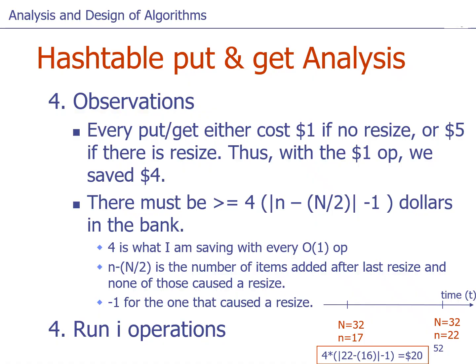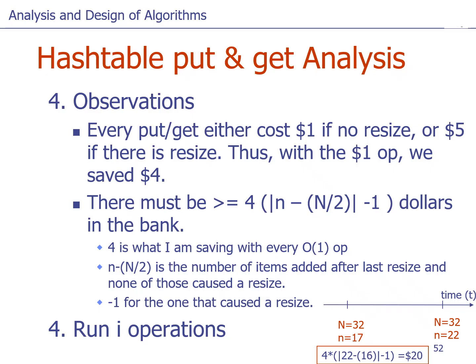That's what I'm trying to stress in the first point here, that every put and get either costs $1 if there is no resize, or $5 if there is a resize. So if it doesn't cost $5, then I'm saving 4. In other words, I'm saving what I'm not spending. Now, there's a very important observation here, that at any point in time during the lifetime of this hash table, let's look at the figure at the bottom right. Let's say I stop the hash table at the following configuration.